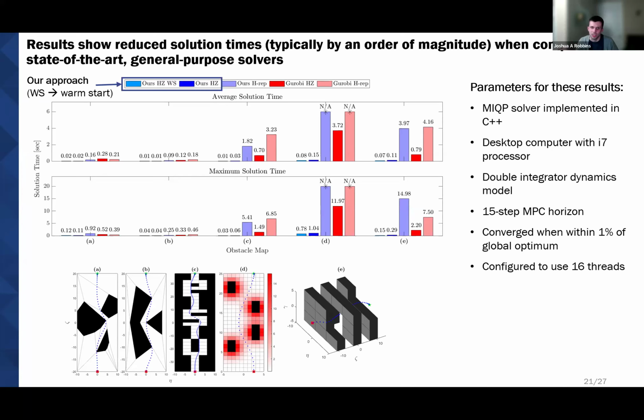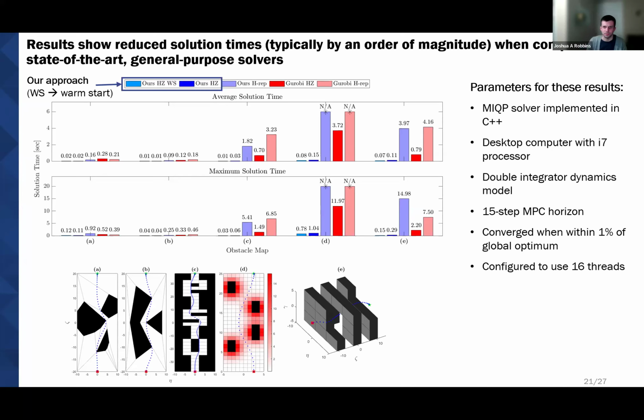And then Gurobi, we compare against using the exact same formulation. So we pass the problem to either our solver or to Gurobi. And so the dark red set of bars is Gurobi with hybrid zonotope constraints, and the lighter red set of bars is Gurobi with HREP constraints. And then the leftmost set of bars is our solver with hybrid zonotope constraints using binary variable warm starting, which I won't go into here, but it allows us to solve the optimization problems more quickly in an MPC context where we have similar optimization problems between time steps.